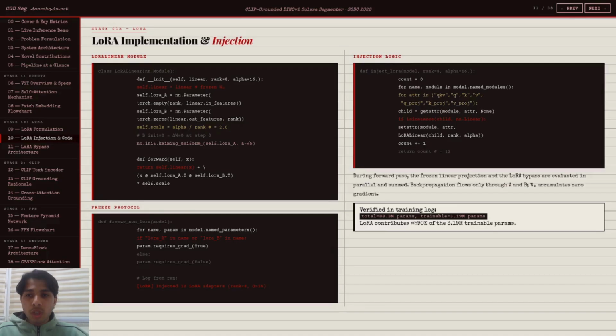The code on the left shows how clean the implementation is. LoRA linear wraps the original frozen layer. The original computation still runs. The LoRA bypass runs alongside it, and their outputs are summed. The freeze protocol on the right ensures that when we compute the gradients, only the LoRA parameters A and B receive updates. Everything else is locked. We inject 12 of these adapters, one into each transformer block, totaling just 590,000 trainable parameters, compared to 21 million if we fine-tune Dino V2 fully.